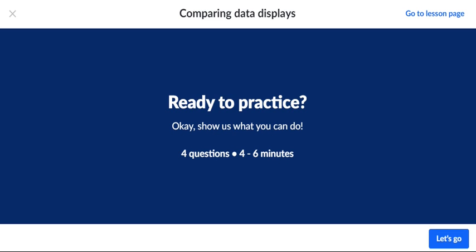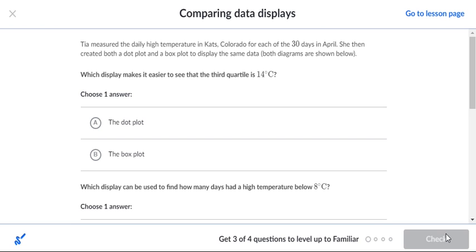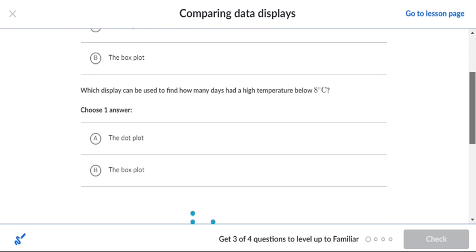Reading and interpreting data, comparing data displays. Ty measured the daily high temperature in Katz, Colorado for each of the 30 days in April. She then created both a dot plot and a box plot to display the same data. Both diagrams are shown below. Which display makes it easier to see that the third quartile is 14 degrees Celsius?